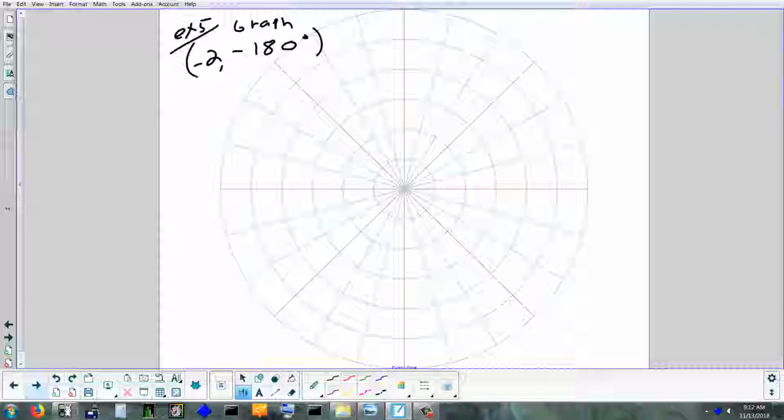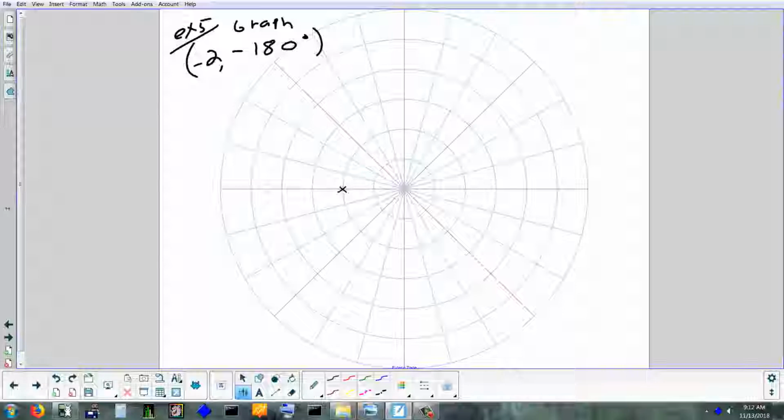All right, so what am I going to do here? I'm going to start out by going which way? Left. Left 2. So put a mark there. And now negative 180 degrees. Negative angles go which way? Clockwise. So technically, I'm going this way.